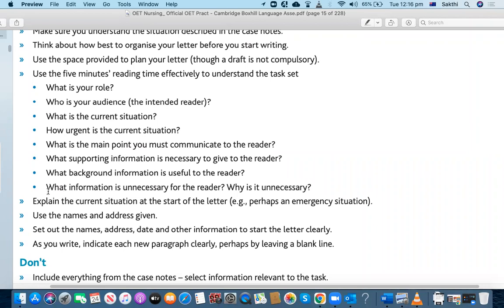You need to also know what the irrelevant information is. You need to know what the irrelevant notes are. You should never ever include irrelevant information in your letter. Let's say you are writing a letter to an occupational therapist, for example, and can we ask this occupational therapist to provide a balanced diet to the patient? Can we do that?